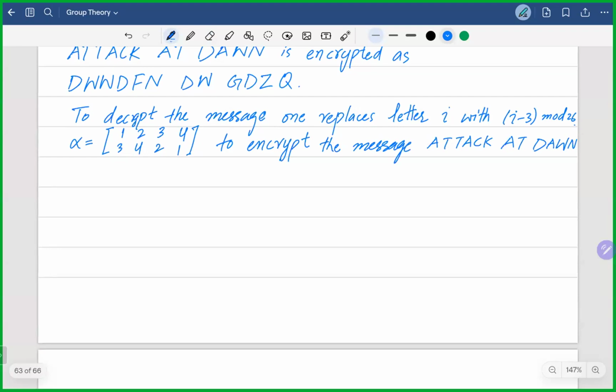we first break the message up into blocks of 4 letters each, ignoring the spaces between the words, to obtain the plain text. So the message will be ATTA CKAT DAWN. This has the added advantage of disguising the length of each word, which makes breaking the code more difficult. We then reorder the 4 letters in each block in the same way alpha reorders the integers 1, 2, 3, 4.